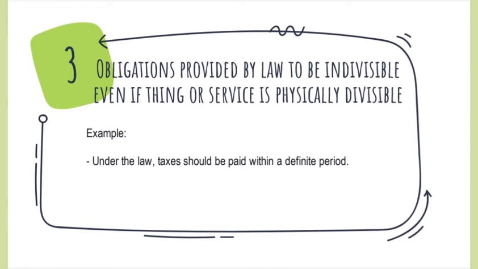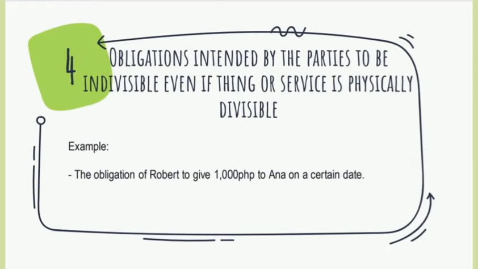Third, obligations provided by law to be indivisible even if thing or service is physically divisible. For example, under the law, taxes should be paid within a definite period. So ito yung sinasabi sa legal indivisibility na kapag law yung nag-provide, magiging indivisible siya kahit na physically divisible naman yung object. The last one is obligations intended by the parties to be indivisible even if thing or service is physically divisible. For example, the obligation of Robert to give 1,000 pesos to Anna on a certain date. So ito rin yung sinasabi sa conventional indivisibility na magiging indivisible yung obligation kapag ang intention ng parties is complete performance although yung thing or yung service or yung object is physically divisible.